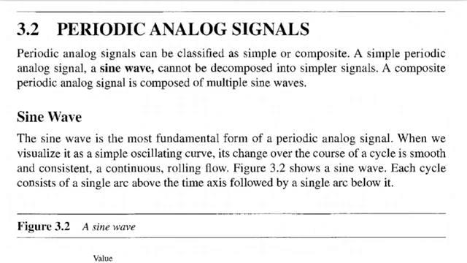Sine wave. The sine wave is the most fundamental form of a periodic analog signal. When we visualize it as a simple oscillating curve, its change over the course of a cycle is smooth and consistent, a continuous rolling flow. Figure 3.2 shows a sine wave. Each cycle consists of a single arc above the time axis followed by a single arc below it.